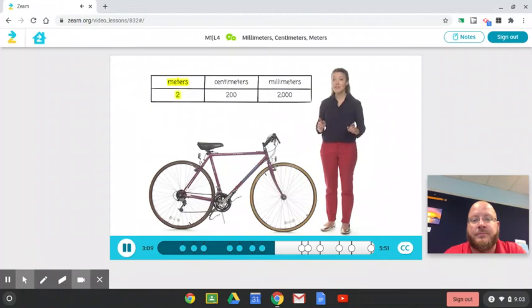Heads up, 2 meters is the exact same measurement as 200 centimeters and 2,000 millimeters. Multiplying didn't make the 2 meters into more meters. We just renamed 2 meters as 200 centimeters and 2,000 millimeters. All of them are accurate measurements of the bike's length.